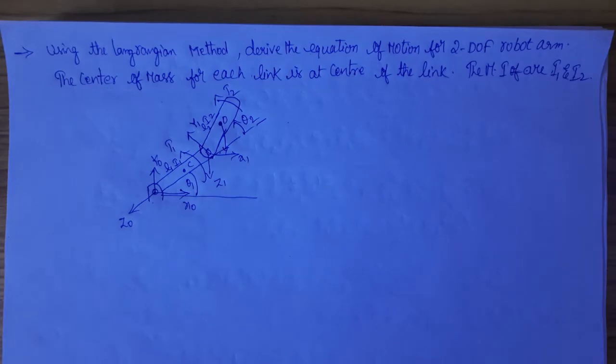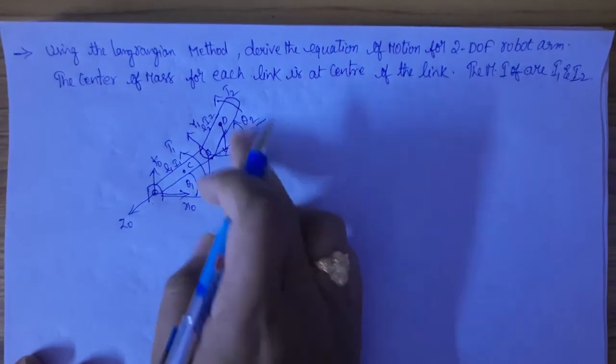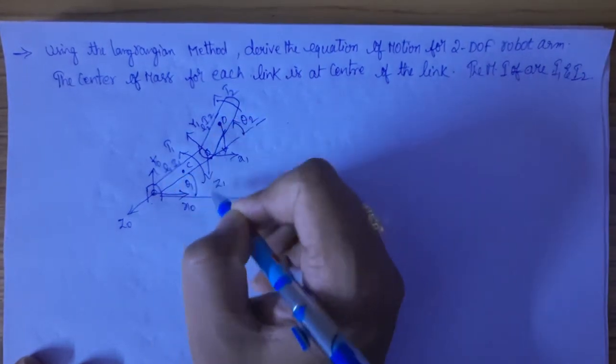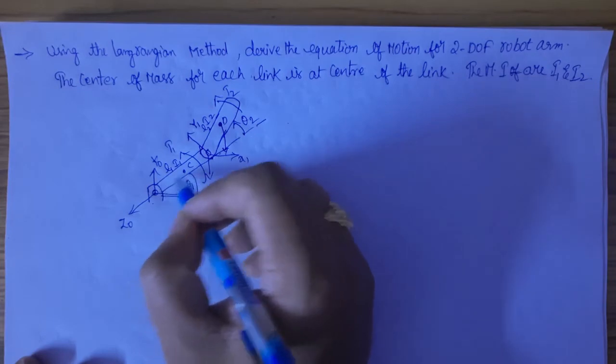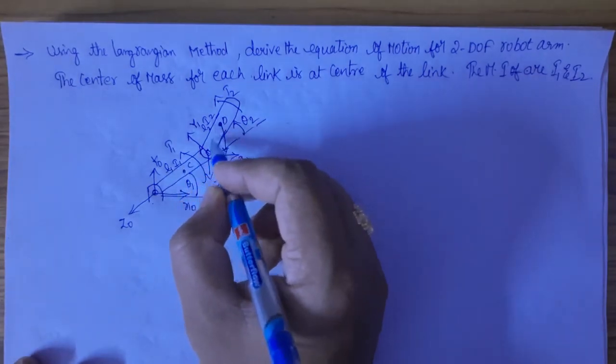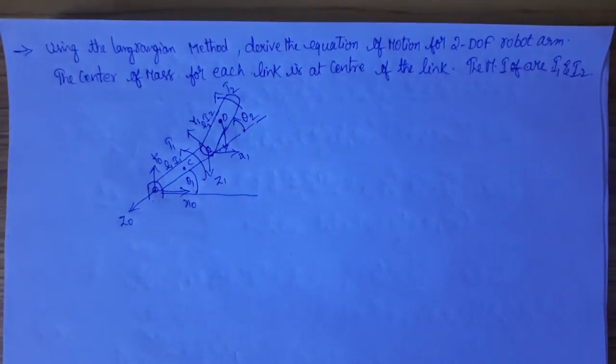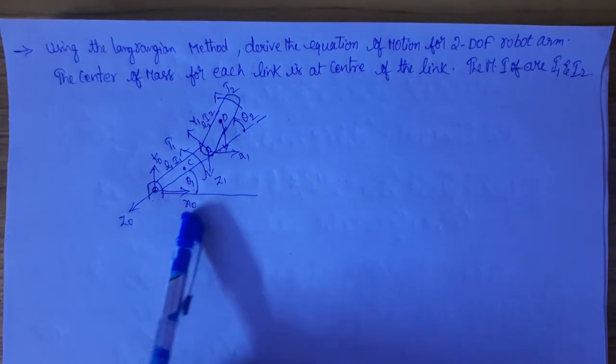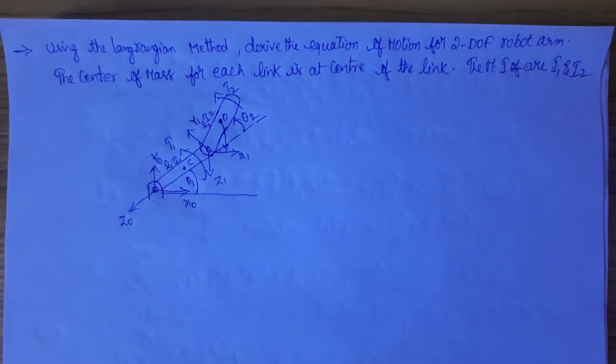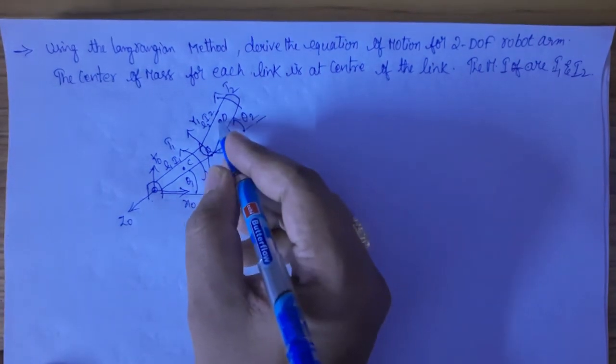To calculate the kinetic energy, we will follow a few steps that we have done already in the previous problems. The first thing we have to do is find the coordinates with respect to point D. You can see the two links: link 1 has length L1 and link 2 has length L2, with moments of inertia I1 and I2, and angles theta 1 and theta 2. Later we will calculate the coordinates with respect to point D.